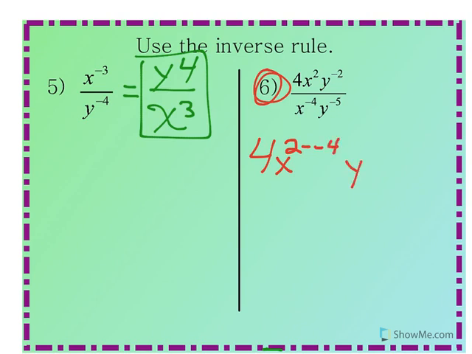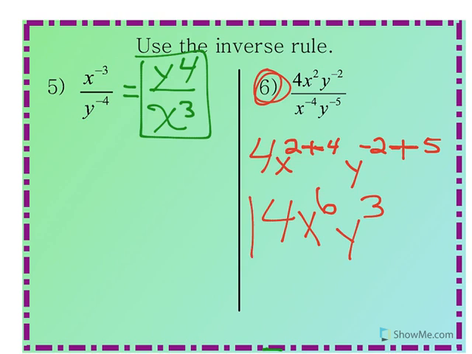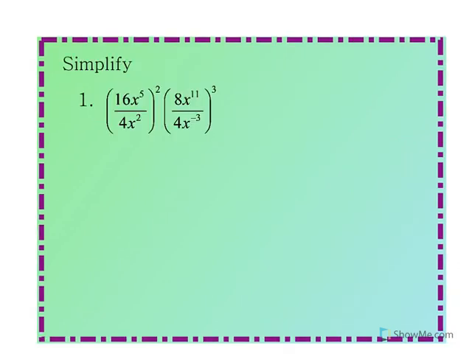And then for the y, it is negative 2 minus negative 5. Make sure when you simplify your signs, that really becomes a plus, and that really becomes a plus. So we have 4x to the 6th, y to the 3rd. Be very careful with your signs and trying to do too much in your head. Once you have those two down, go ahead and move on.